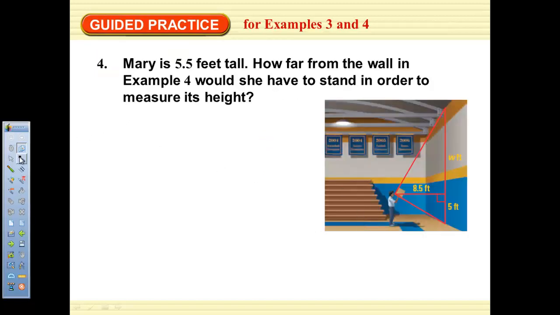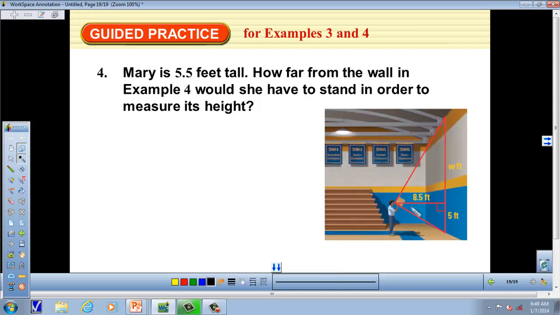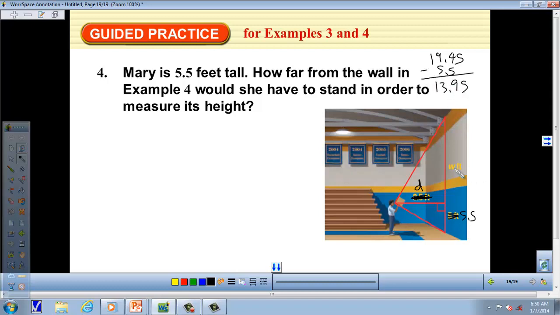For this last one, I'm going to use the same picture, but they've changed it up a little bit. This time we want to know how far she's going to stand from the wall to measure its height. So this distance is what we're trying to find. This has changed as well. This is now 5.5. And remember, the whole distance was 19.45. So if I take 19.45 and I subtract out 5.5, I'm going to get 13.95. So this is also changed. This is 13.95 feet.